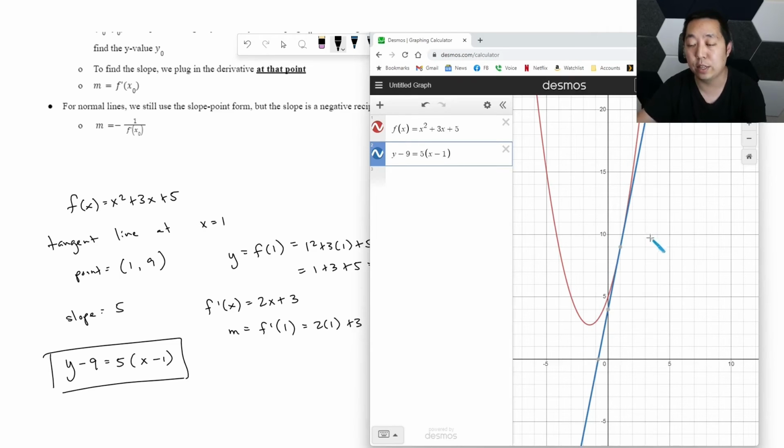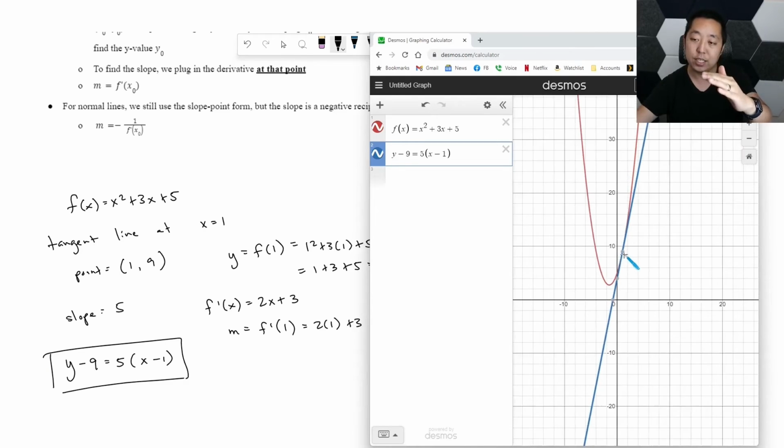So now I've plugged in our tangent line, and you can see there right at (1, 9), the blue line is a straight line, and it just touches that curve there, right?